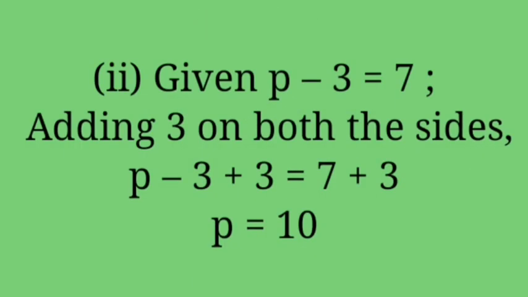Next, in subdivision 2, for finding the answer for p, we need to add 3 on both the sides. By cancelling plus 3 and minus 3, you will get the answer for p, which is equal to 10.